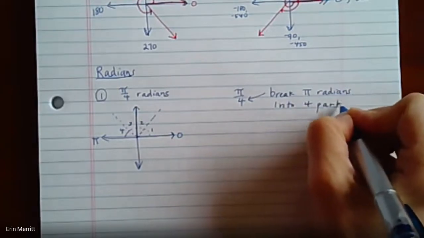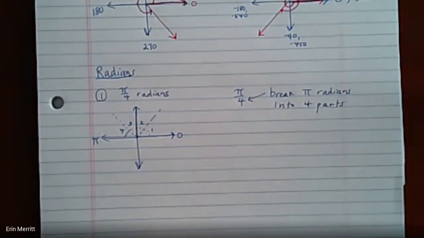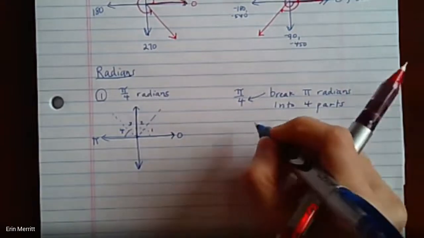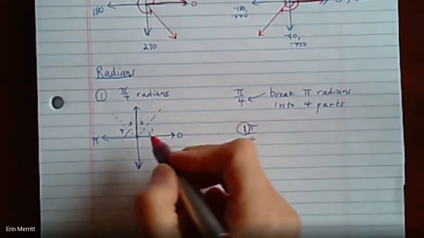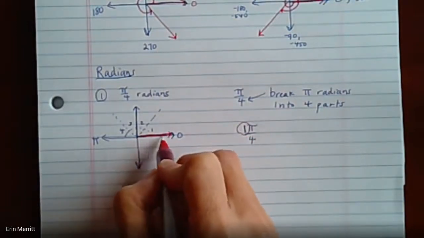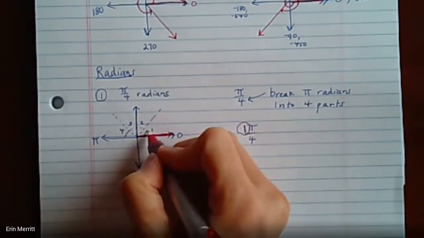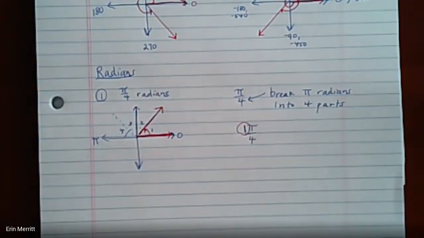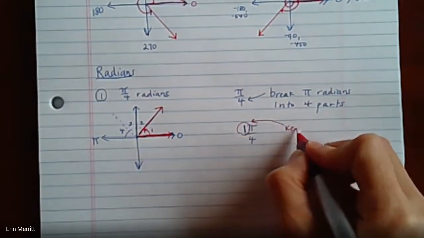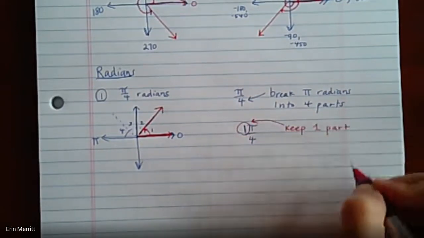So I'm going to write it as break pi radians into 4 parts. Now here's the easy part. How many parts do we look at? Well, in this case, the angle is pi over 4. So what's the number in front of the pi? Well, if I don't see it, it's just a 1, which means I'm only going to keep one of these little angles here. So start with the x-axis, and then I would only rotate up through one little piece of it. That is what pi over 4 is. So the 1 in front means I'm just going to keep one part for the angle.